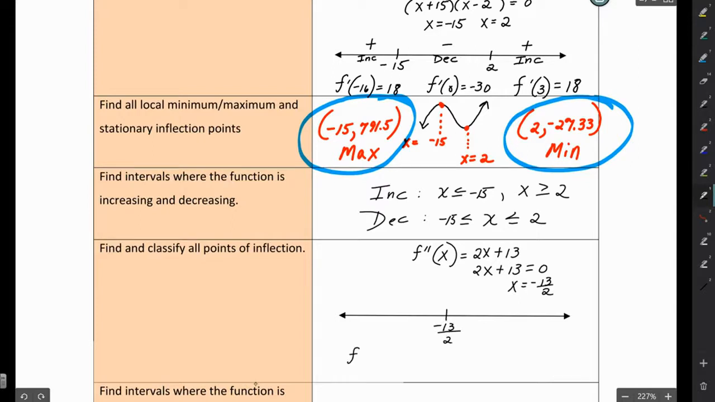We're going to test values before negative 13 halves. So negative 13 halves is negative 6.5, so I'm going to pick negative 7. And after negative 13 halves, a good value would be 0. It's always easy. So we get a negative value, we get a positive value, so we know we're concave down, and we're concave up.